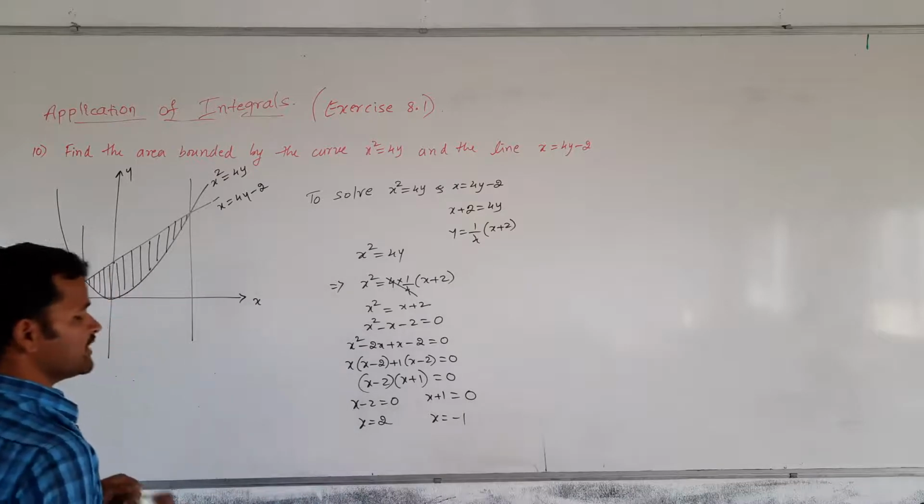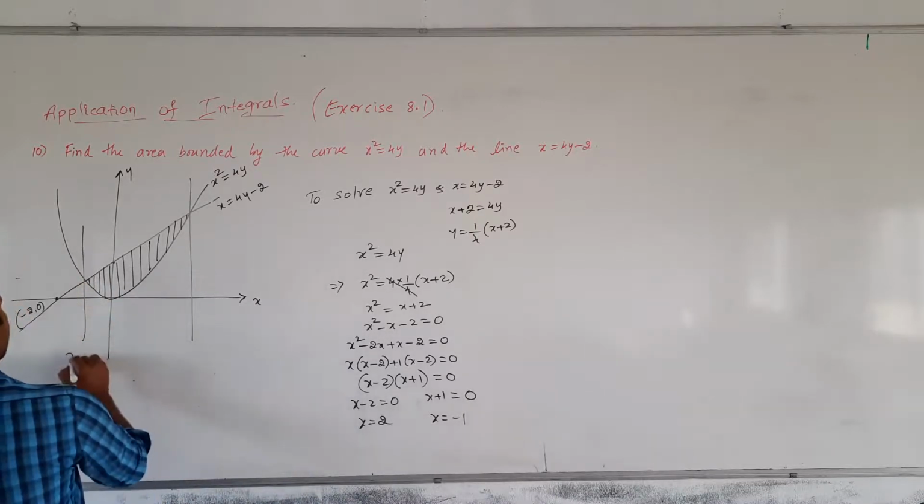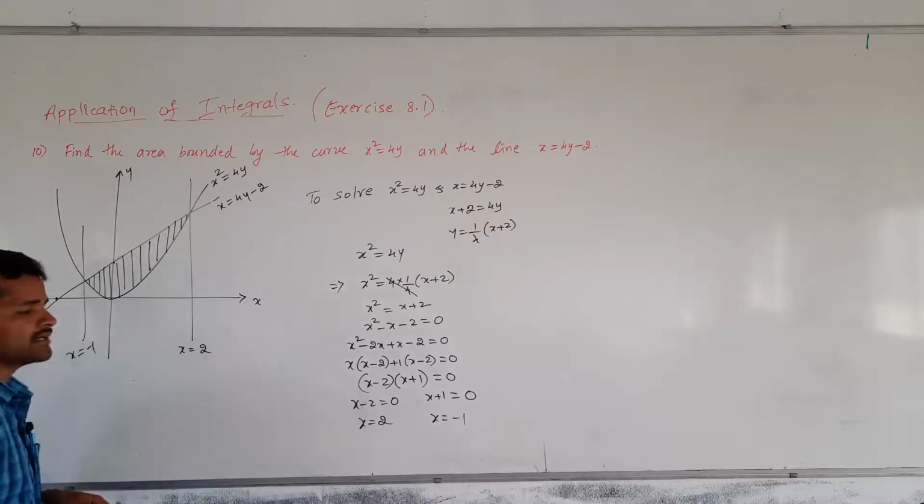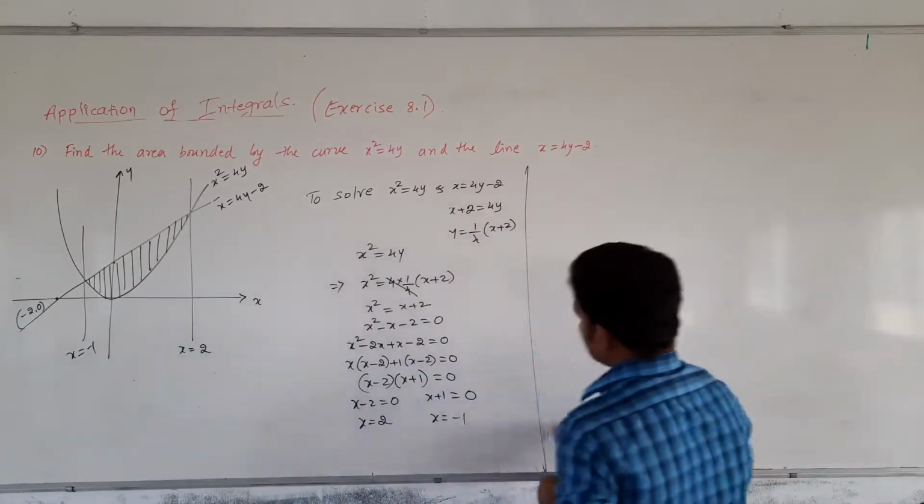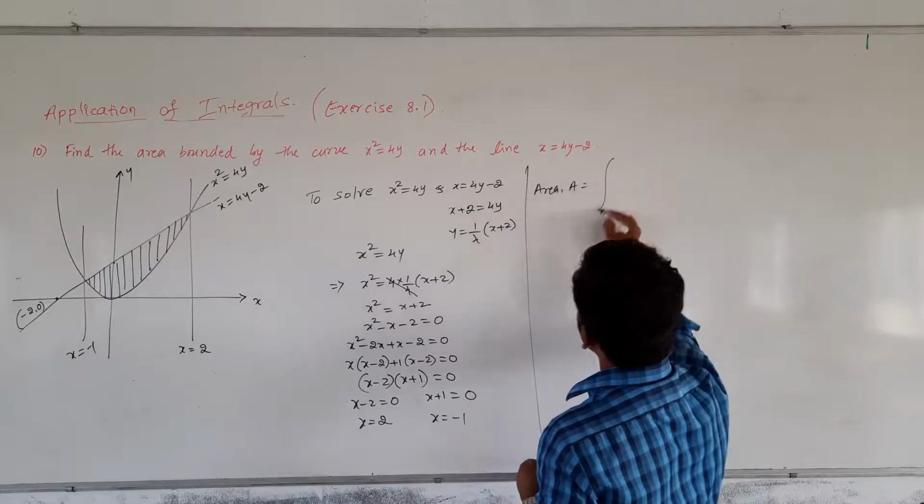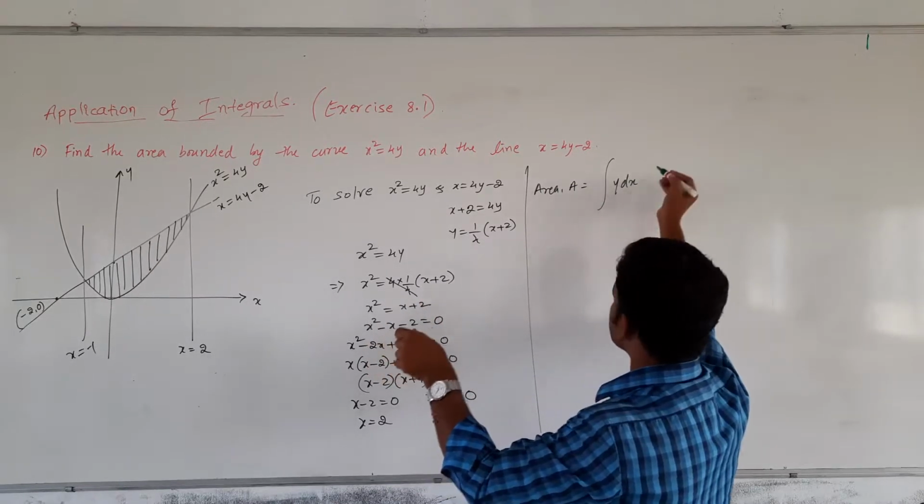Where will be the x is equal to minus 1? X is equal to minus 1 will be here. This is minus 1, and what about this? This is x is equal to plus 2. Okay, now we are going to find out the area. Area A is equal to integration of, here vertical strips are considered, y into dx I will take.